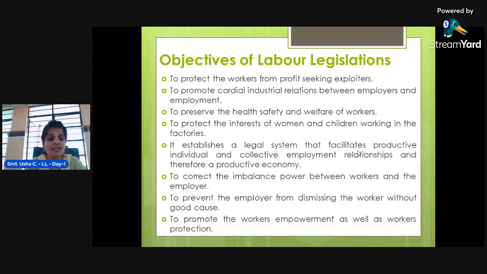Next, to promote workers' empowerment as well as workers' protection. Of course, they must empower the workers. The organization must do so through training and development, by creating awareness among the workers about the laws, regulations, rules, and policies in the organization. They must also protect the workers in terms of job security, healthcare benefits, insurance, and retirement benefits. Like this, they must protect and empower the workers, which in turn benefits the organization only.